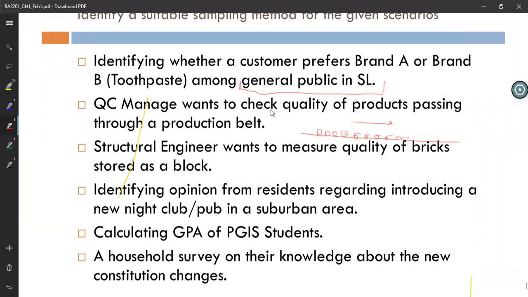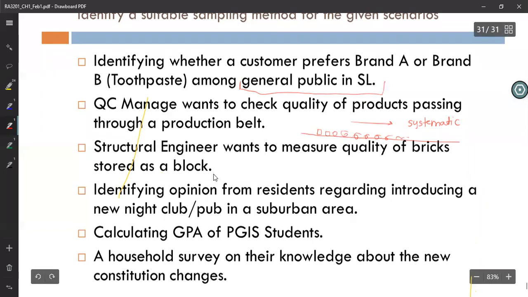you pick the first product, check the quality, leave it. Then you leave k number of items because the production belt is going. So you can easily count and skip the k number of the next set, and you pick the next one and then leave the rest. And you pick the next one according to your k. So for this one, the easiest is the systematic. Okay, because usually the QC manager has knowledge about the population size, and according to the sample size, easily they can find k. And since the belt is running, you can very easily use systematic sampling.